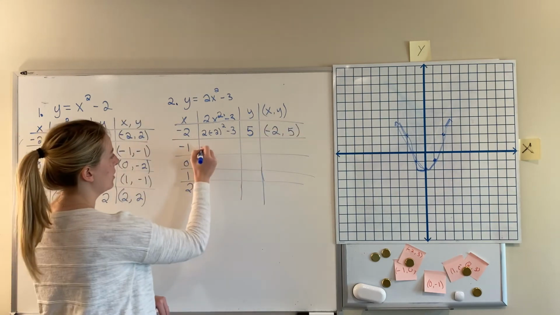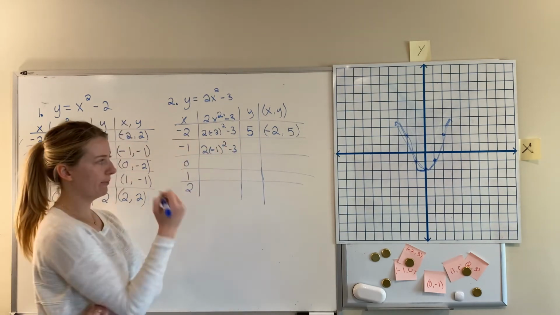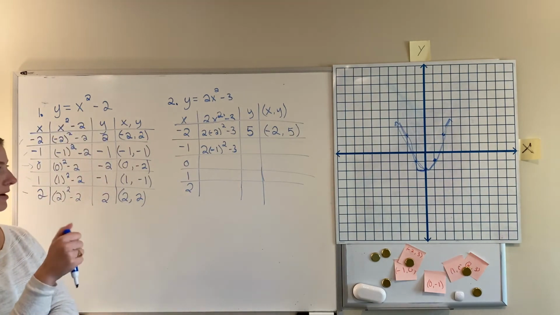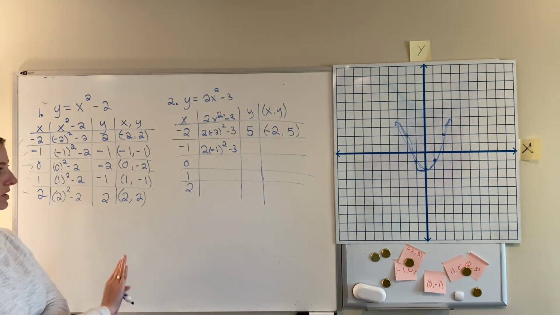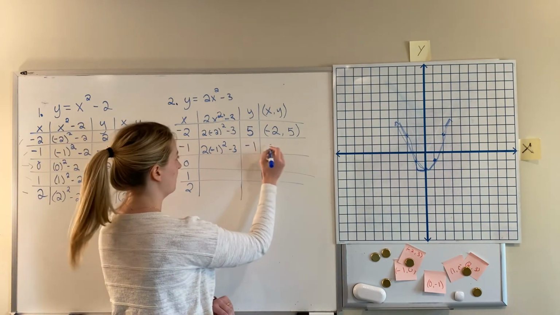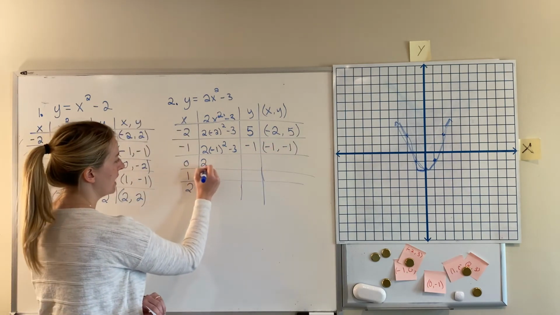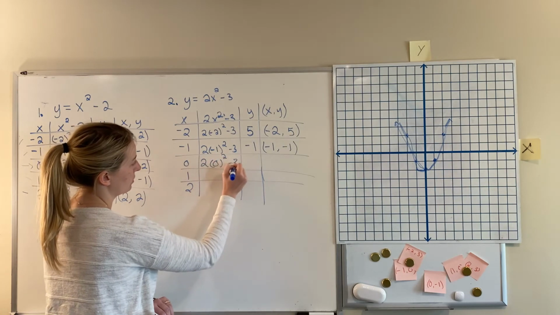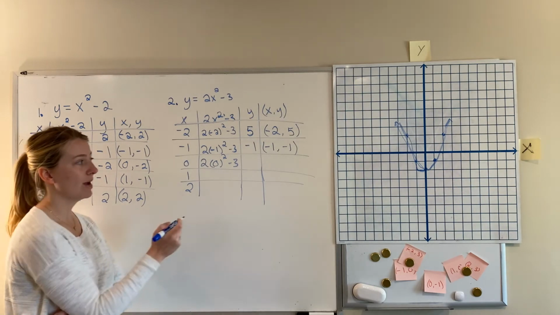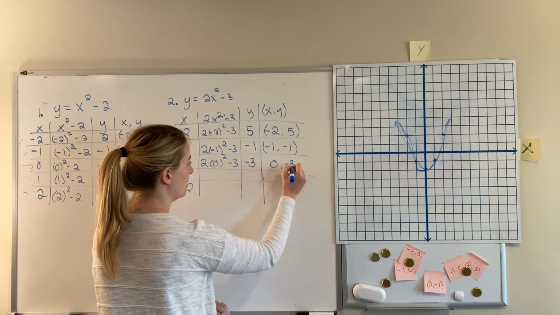And just keep going. We have 2 times negative 1 squared minus 3. Step 1, start with your exponents. Move to multiplication, then do your subtraction. So negative 1 squared is positive 1. Positive 1 times 2 is 2. 2 minus 3 is negative 1. So now we have the ordered pair, negative 1, comma, negative 1. Keep going. 2 times 0 squared minus 3. 0 squared is 0. 0 times 2 is 0. 0 minus 3 is negative 3. You get the ordered pair, 0, comma, negative 3.